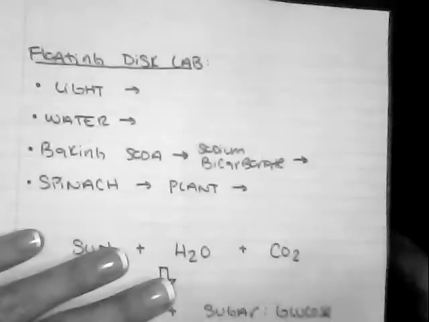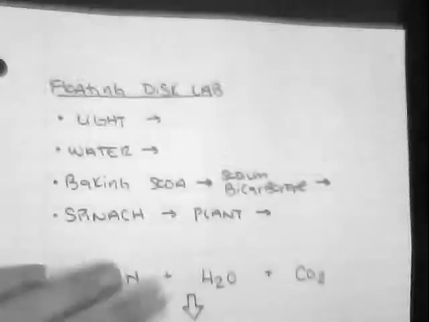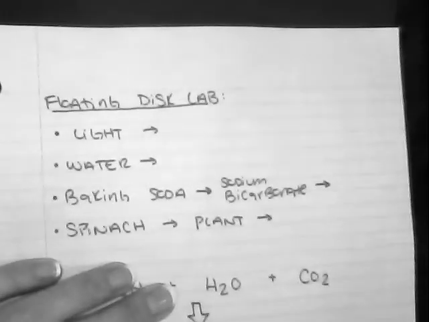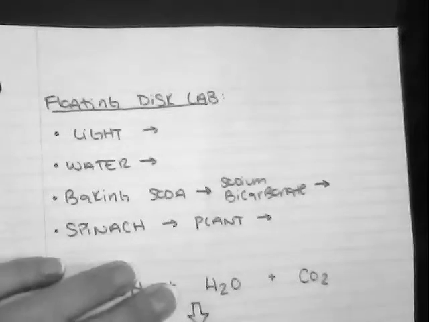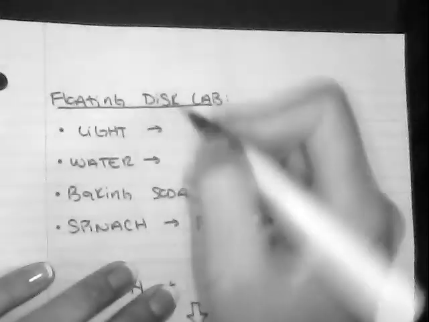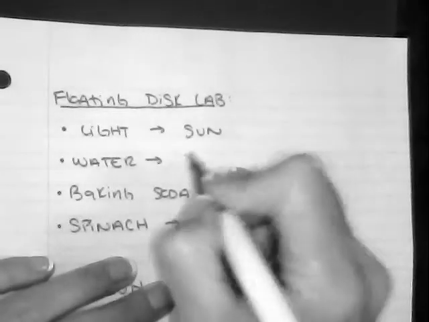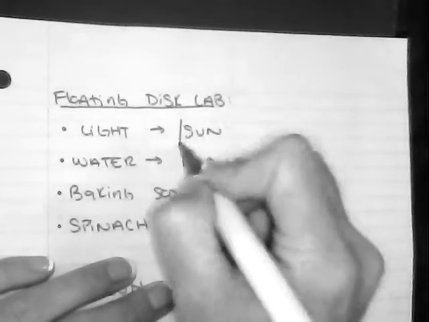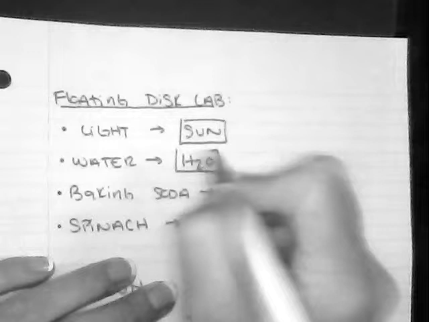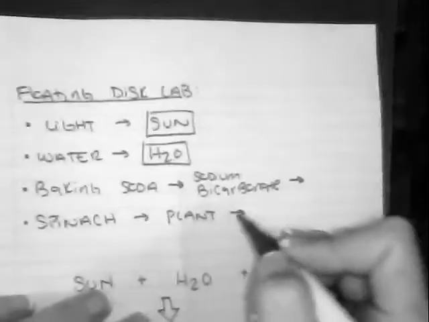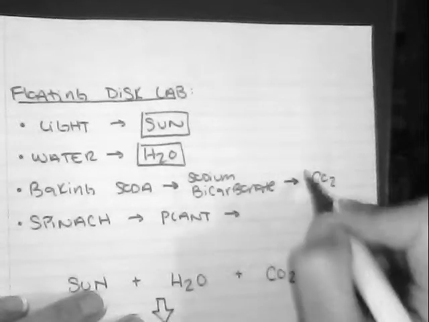In our floating disk lab, we had a couple things that we were talking about. So light represented the sun here. Water represented H2O. So water is water. So here are our major factors. Baking soda, which is our bicarbonate, helped to represent our CO2.